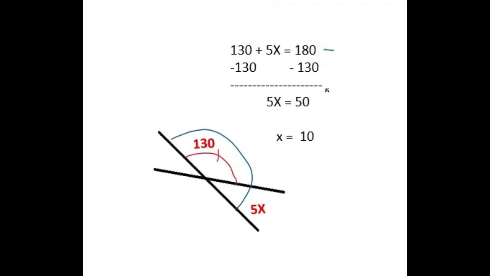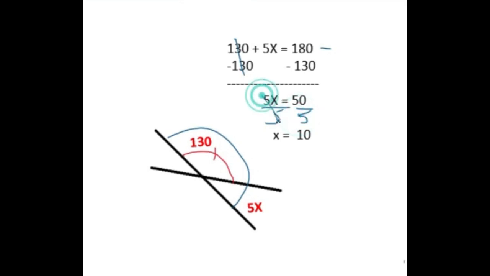We want to get like terms by themselves. So we're going to subtract 130 from both sides, and this will cancel out, and we're left with 5x is equal to 50. So then we're going to divide both sides by 5, and the 5s will cancel out, and 50 divided by 5 equals 10. So our value for x is equal to 10.